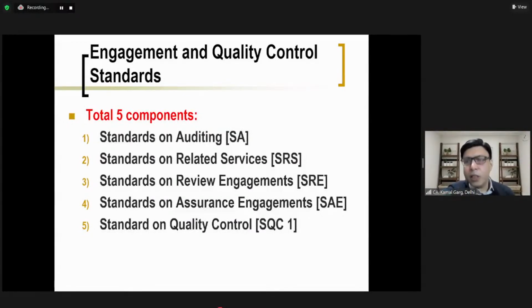I will not go into detail for this purpose. Then there is the standard on review engagements, SRE. Then the standard on assurance engagements, SAE. And then the standard on quality control, SQC 1. Only one is issued, so that's why it is SQC 1. SQC 1 is relevant for us, for documentation purposes at least.